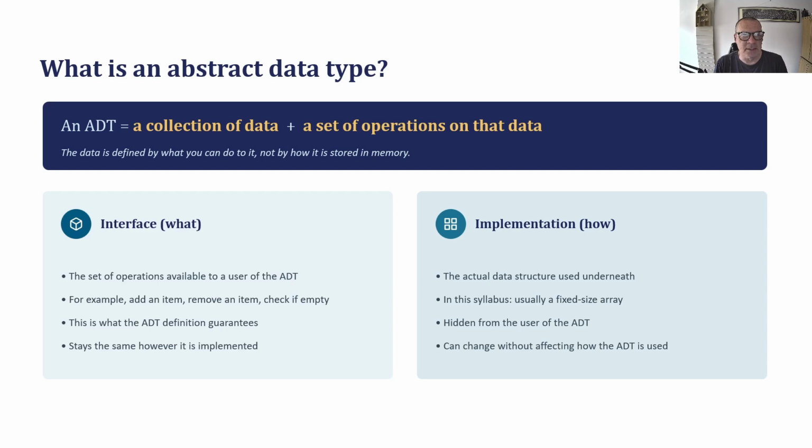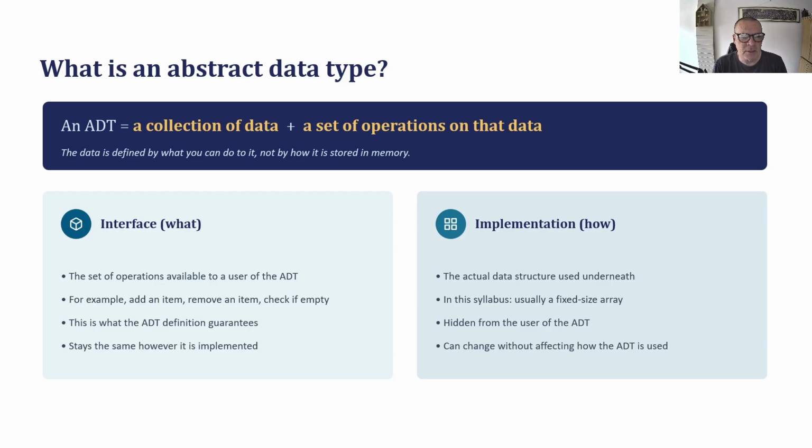So what is an abstract data type? It's a collection of data and the set of operations on that data. So the data is defined by what you can do to it, not how it's stored in memory. So we have two parts: the interface, which is how we use it, the set of operations available to the users of the abstract data type. So within your code, how would you be able to use it? What operations can you do? So for example, you could be able to add to it, remove from it, and check if it's empty.